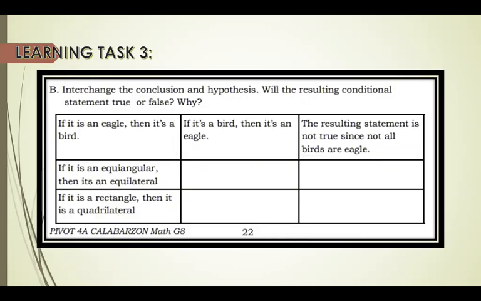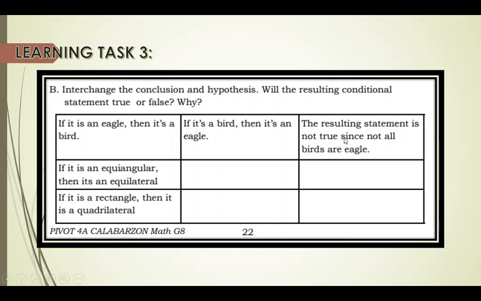Alright? And finally, letter B, learning task number 3, interchange the conclusion and the hypothesis. Pagpapalitin ng pwesto si conclusion at hypothesis, pero maiiwan yung salitang if at then. No? So, we have here, if it is an eagle, then it is a bird. Take a look at that. Example. Ang nasa if statement ay it is an eagle. And the then statement, it's a bird. Now, pinagpalit ng pwesto. It's a bird, mapapapunta sa if. Then, it is an eagle, mapapapunta sa then. So, the answer is, if it's a bird, then it's an eagle.